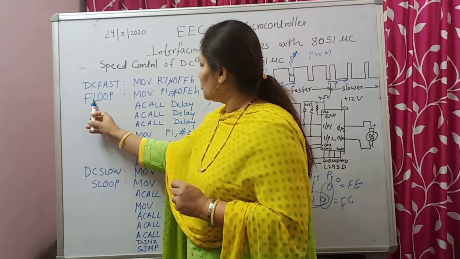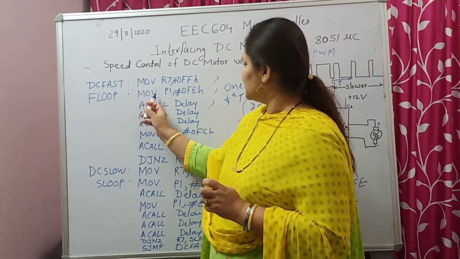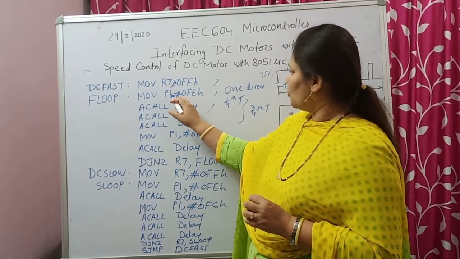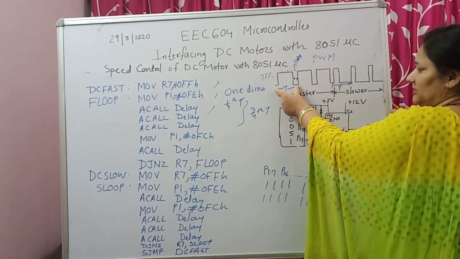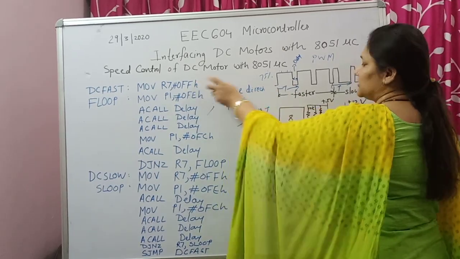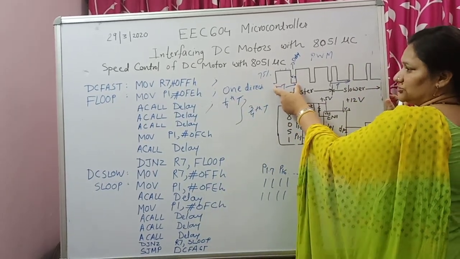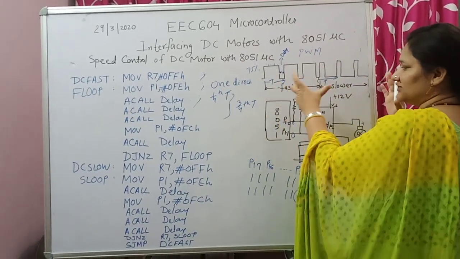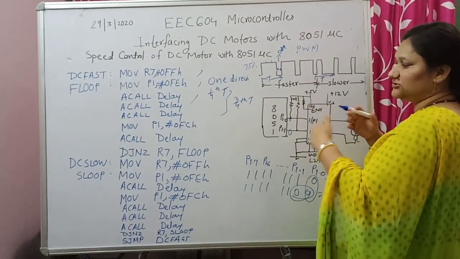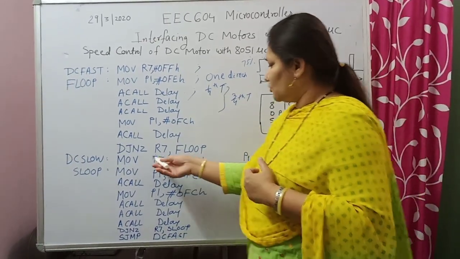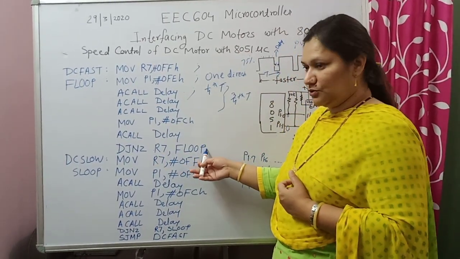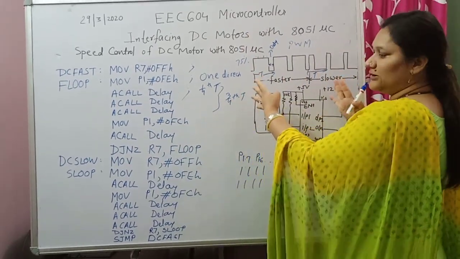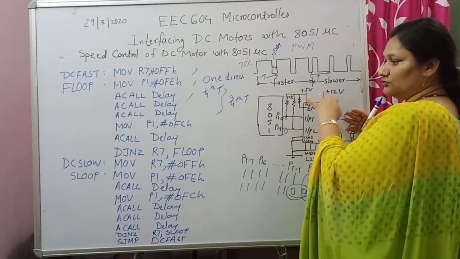What does the F loop location stand for? F loop location says again put FE on port 1, because you have to repeat this cycle for FF times. That means you have to repeat this procedure for 255 decimal times, so that for 255 cycles the motor will move in the faster direction. So once R7 goes to 0, your faster period is over. Now you have to slow down the motor.